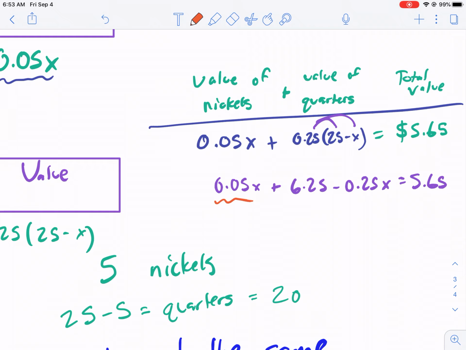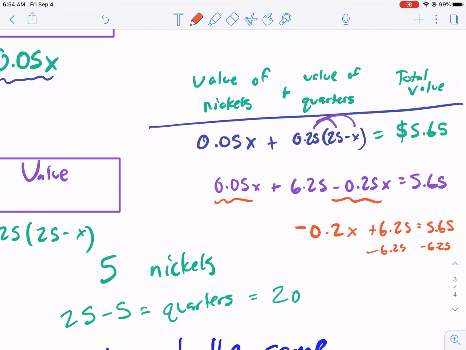We have like terms. We need to combine them. So we have 0.05 minus 0.25x, and we get negative 0.2x equals, and now we have to, well, actually, let's keep one step at a time. Let's not get carried away here. That's how mistakes happen. Line by line, everyone. 565. Now we're going to subtract 6.25 from both sides.